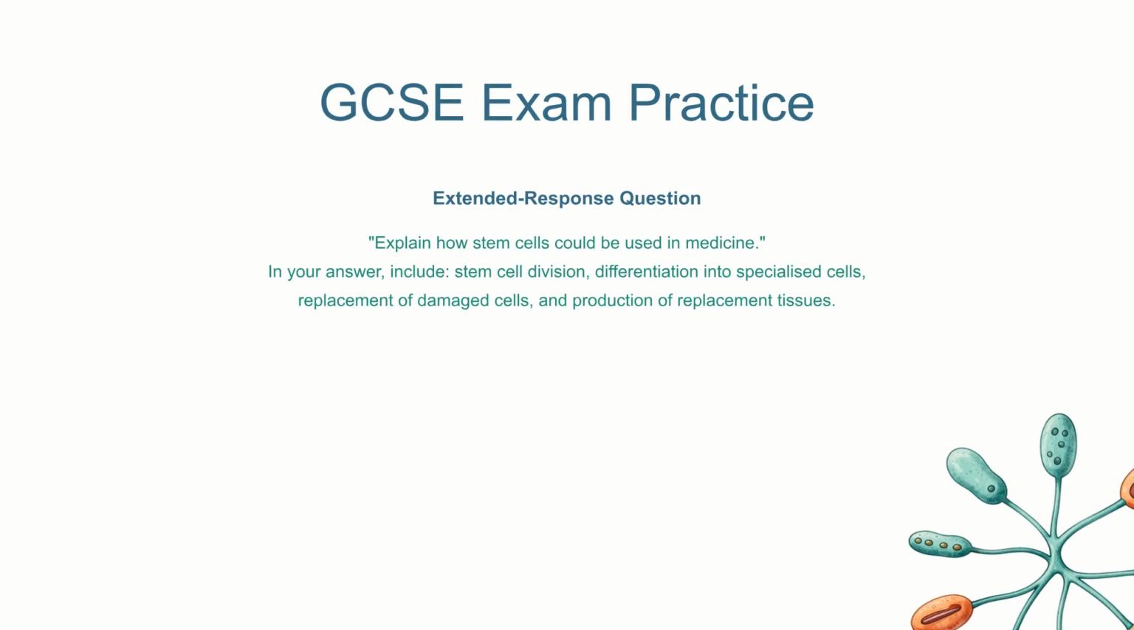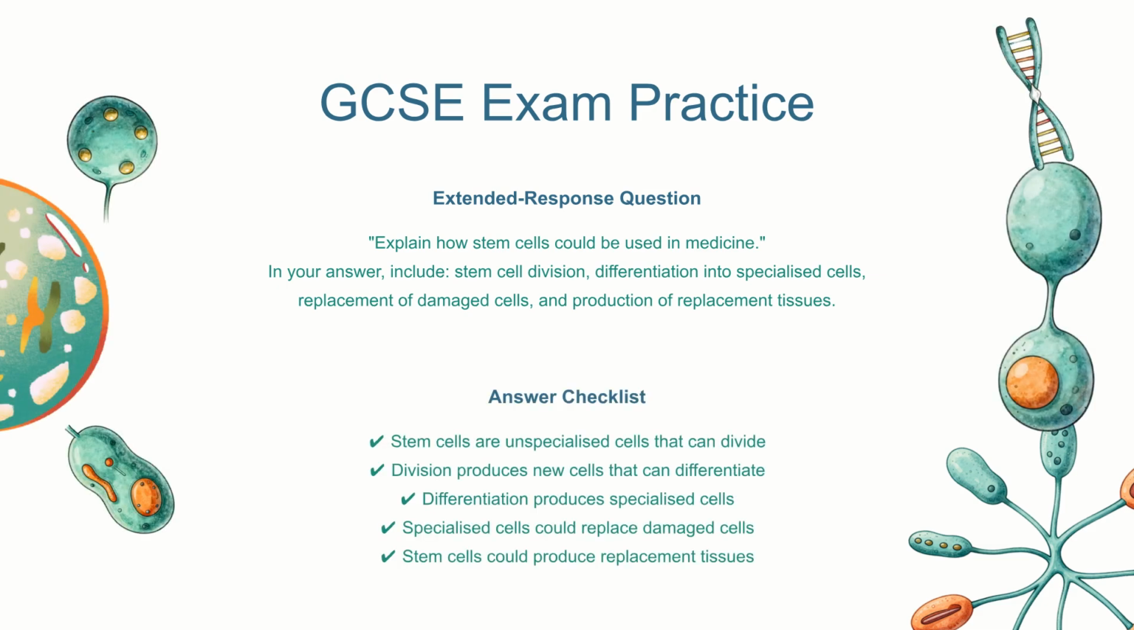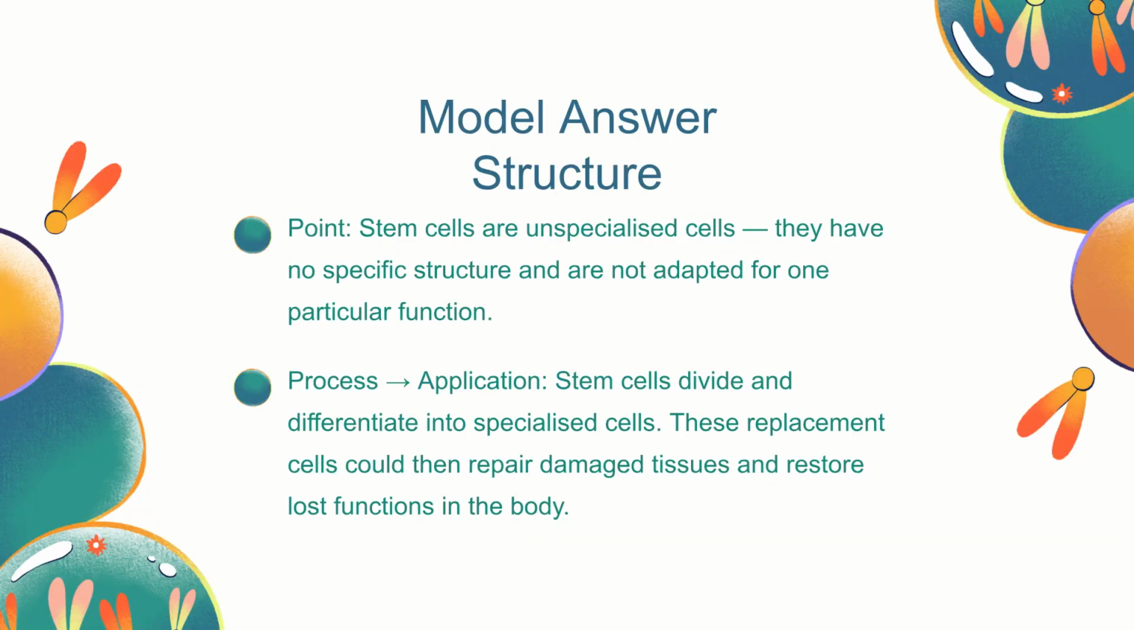For your GCSE exams, you may be asked to explain how stem cells are used in medicine. Remember to mention cell division, differentiation into specialized cells, and their role in replacing damaged tissues or producing replacement tissues. When structuring your answers, start by defining stem cells as unspecialized, then explain the process. They divide through mitosis and differentiate into specialized cells to repair damaged tissues and restore function.